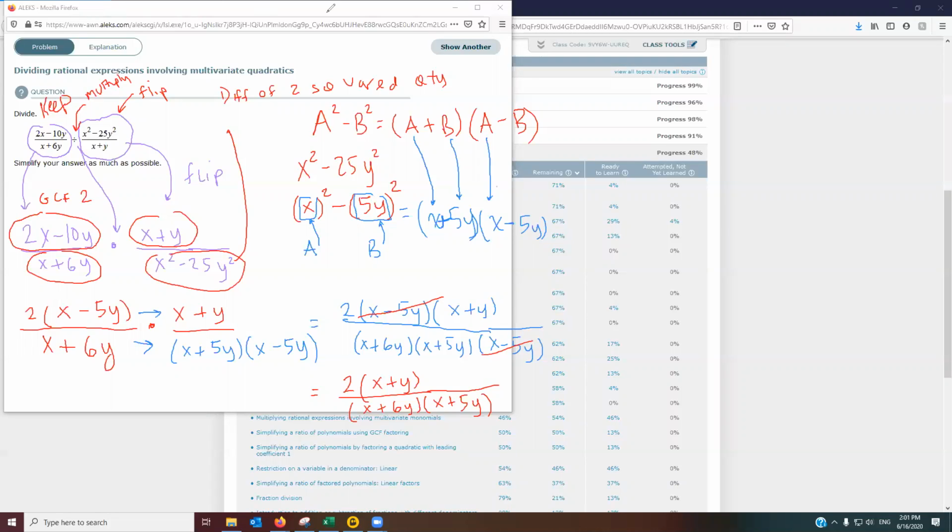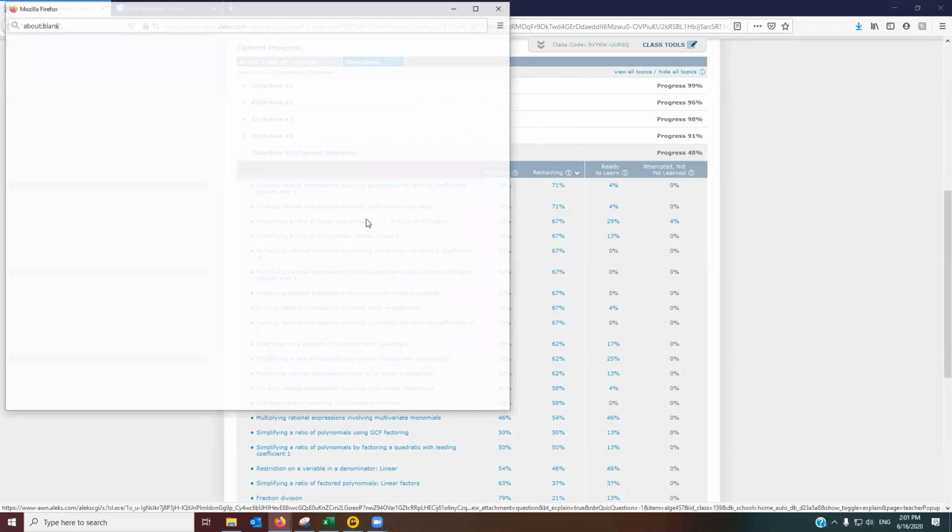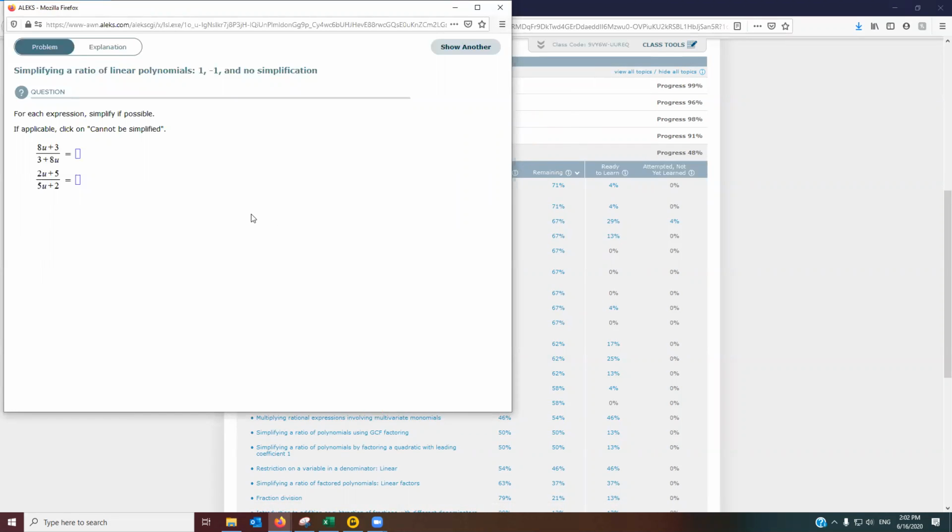All right, let's take a look at maybe 1 or 2 more from Objective 5. Let's take a look at this example here. It says simplifying a ratio. So this one is asking us to try to simplify these if possible. All right, let's take a look at the first one.